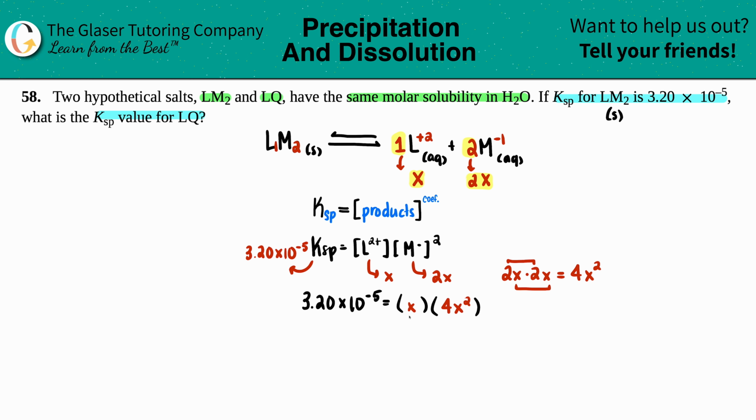Okay. Now just pick up that other X. So I have 3.20 times 10 to the negative fifth equals 4X cubed. Divide by 4 on both sides. We want to get X by itself.